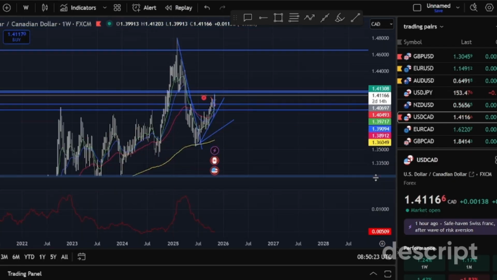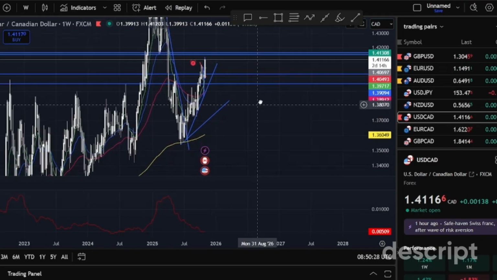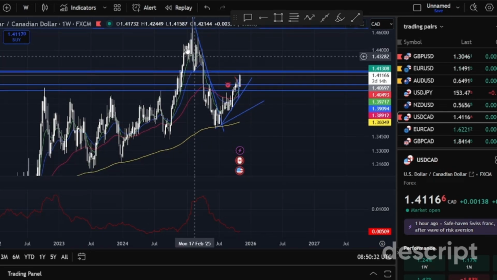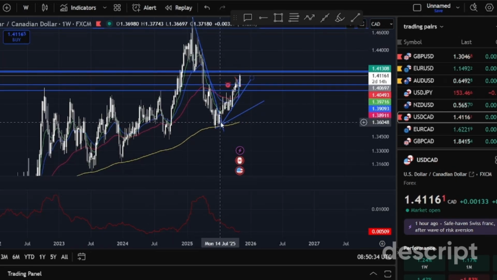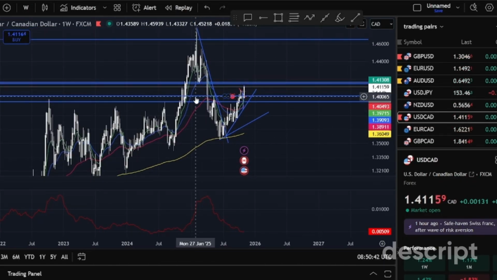The reasons I've taken this trade: we're always looking for multiple confluences. If we look on the weekly, we're currently in a bullish trend at the minute. We've got a nice trend line going up here, and a big level of support and resistance here.